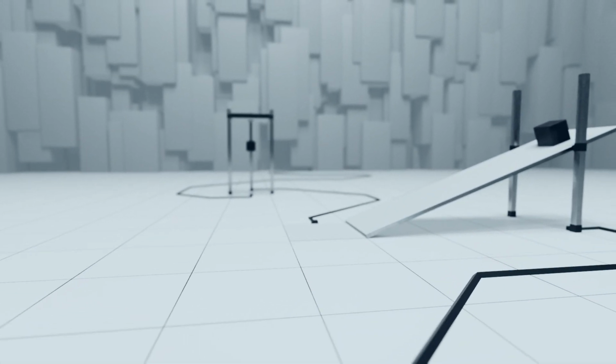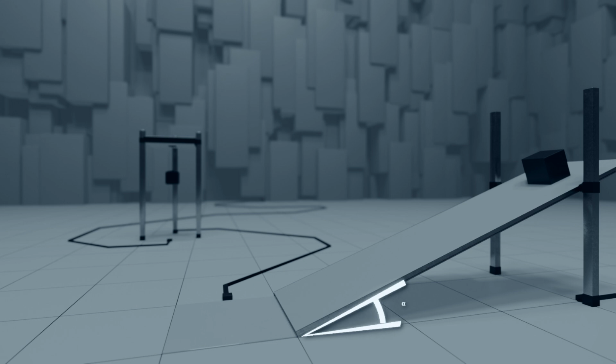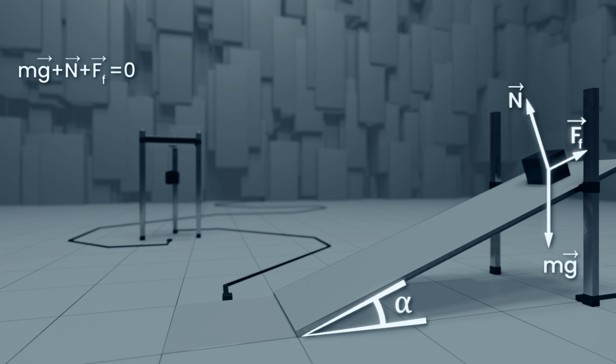Let's consider a block resting on an inclined plane that forms an angle alpha with the horizontal. Three forces act on the block: gravitational force directed vertically downward, normal force acting perpendicular to the surface, and friction force, directed up the plane along the surface. Since the block is at rest, the sum of these forces must be zero. To analyze the forces, let's define a coordinate system. Now let's project Newton's first law onto this axis.